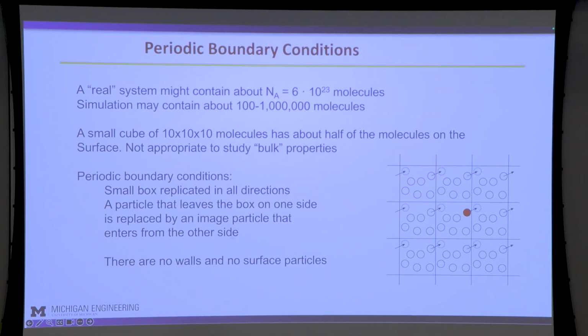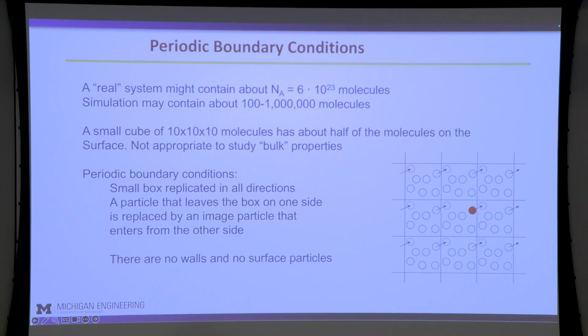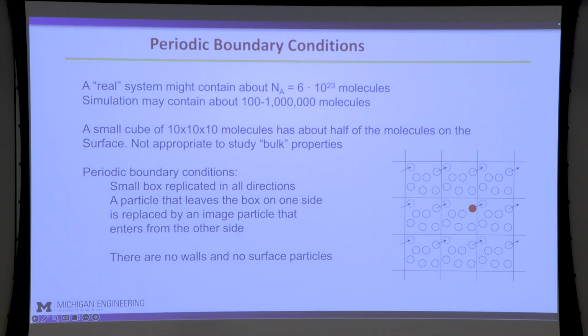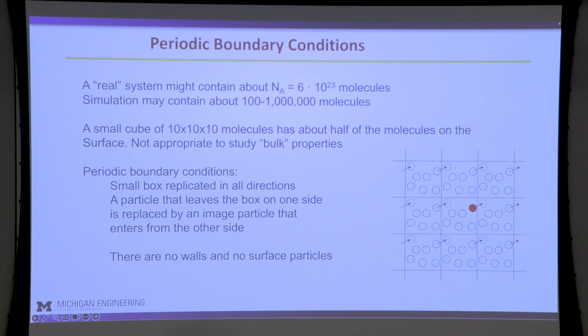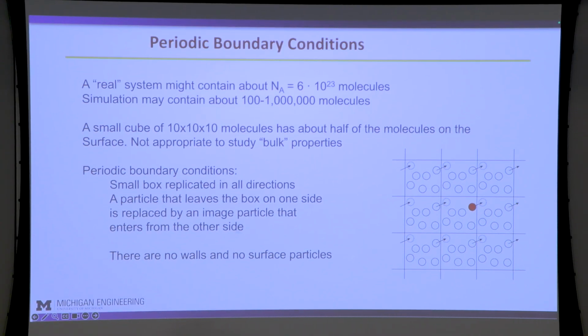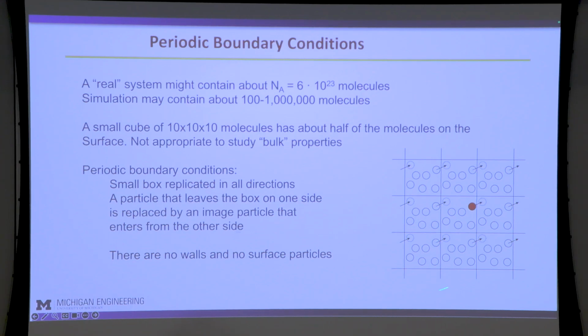The last part for this input is the periodic boundary condition. Now, a real system contains 10 to the 23rd molecules. A lot. Our simulation may contain 100, maybe 1 million molecules. So this is not reality, okay? I'm trying to stay as close as possible to reality.